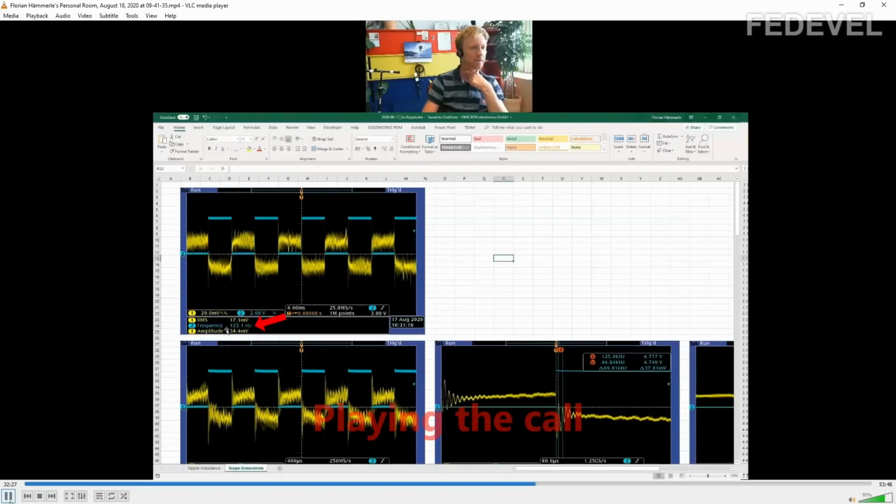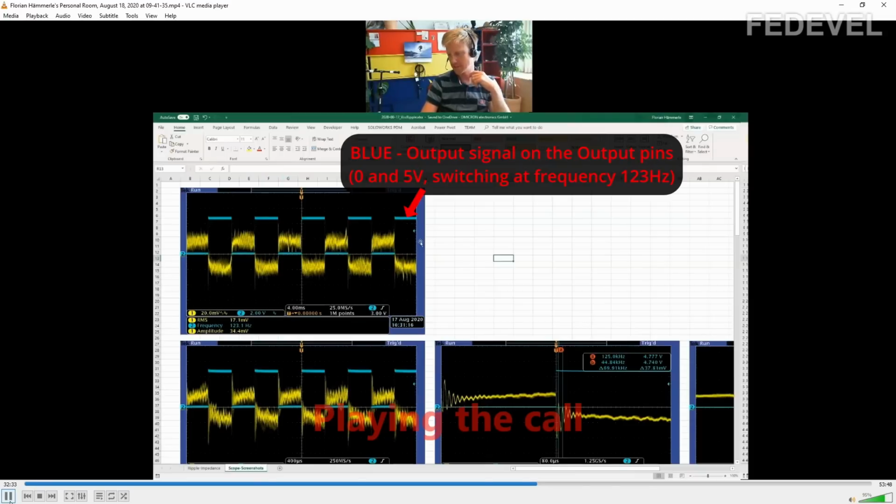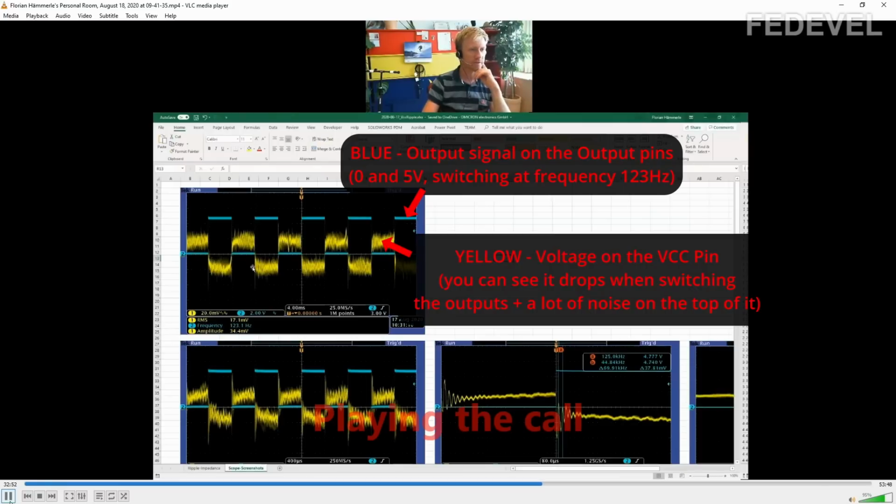So here you can see the frequency of 100 hertz. The outputs are switching on and off. The blue curve is the output pin voltage. You can see it's high, low, high, low. It's 2 volts per division, so it's 0, 5, 0, 5, 0, 5 volts. And you can see that the VCC voltage follows inversely.